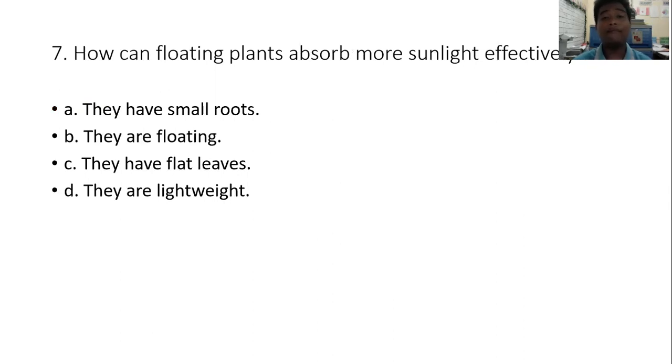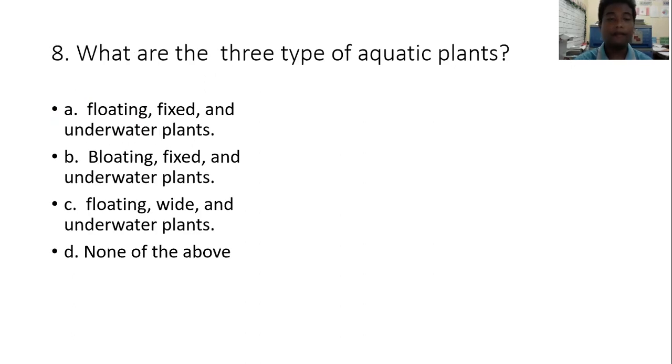Next, how can floating plants absorb more sunlight effectively? They have flat leaves. So they can capture more sunlight that they need. All kinds of plants need sunlight. Okay, what are the three types of aquatic plants? So the three types of aquatic plants are floating, fixed, and underwater plants.